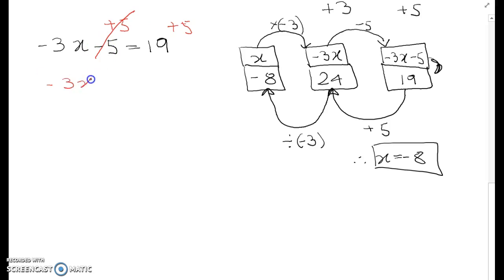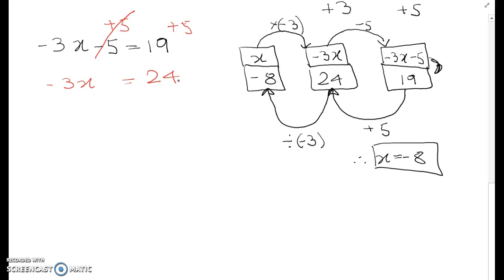So what are we left with? It's negative 3x. Negative 5 plus 5 is 0. So that's fine. We don't need to write that one down. Is equal to 19 plus 5 is 24. What's the next step?